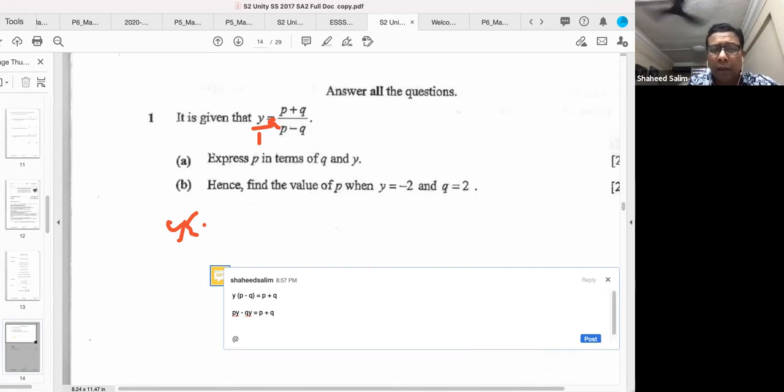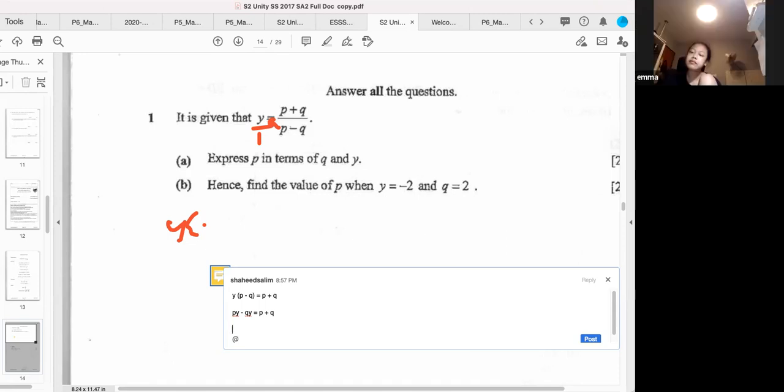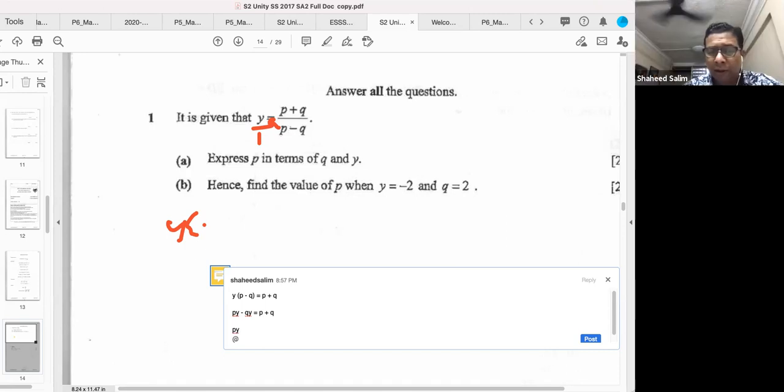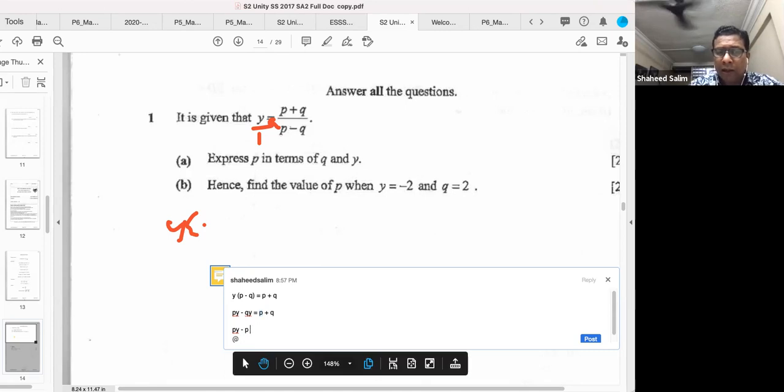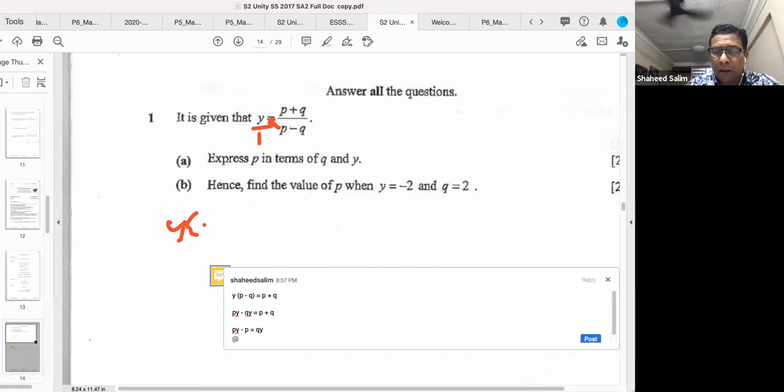Okay, now I want to bring the P to the left side first because I want to express P in terms of the rest. So Py, I let it remain here. I bring that y on the right hand side, I bring it over, becomes minus P. This one now here, I bring this over, becomes minus P. And then I bring the Qy over that side, becomes Qy plus Q. You okay? Yes, sir.